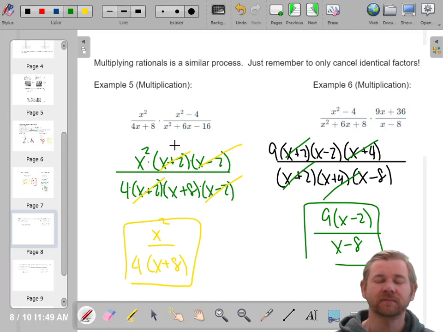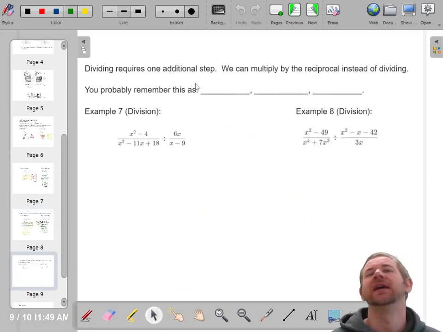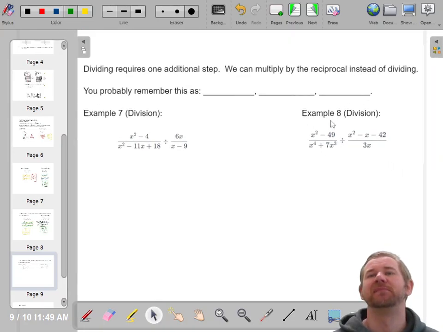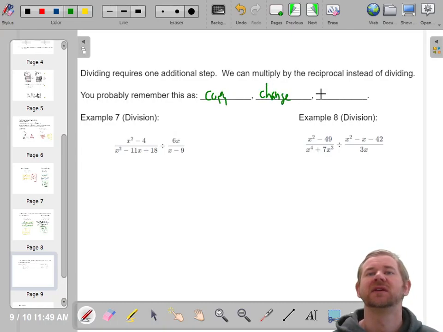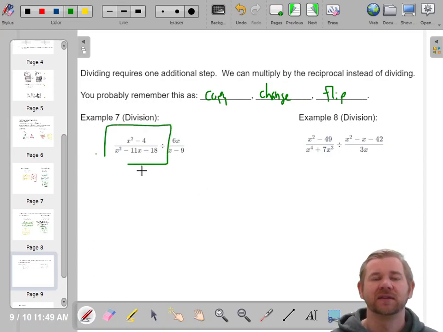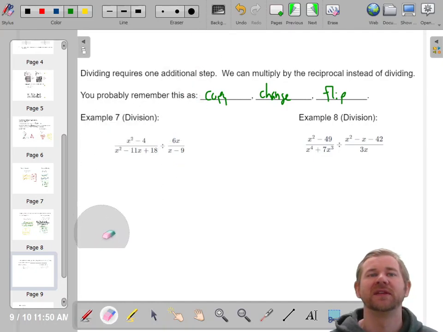Last type of problem we're going to do is division. We think of division as multiplying by the reciprocal. You guys probably remember this as copy, change, flip. Okay, a little less mathy. Copy the numerator, change this operation to multiplication, and then flip what would be the denominator.